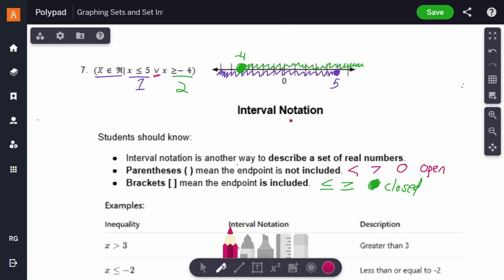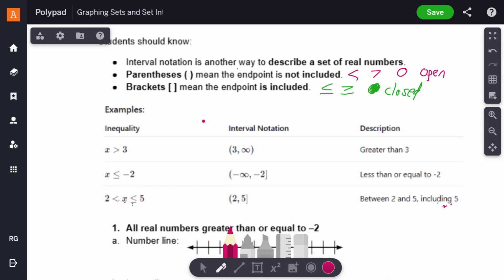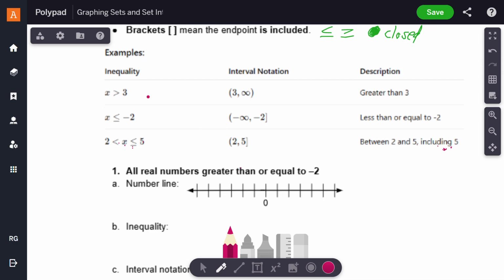and open. The open circle, open circle. All right, here are some examples. So for the inequality, x is greater than 3. You see there is a parentheses for the 3 because the 3 is not included.